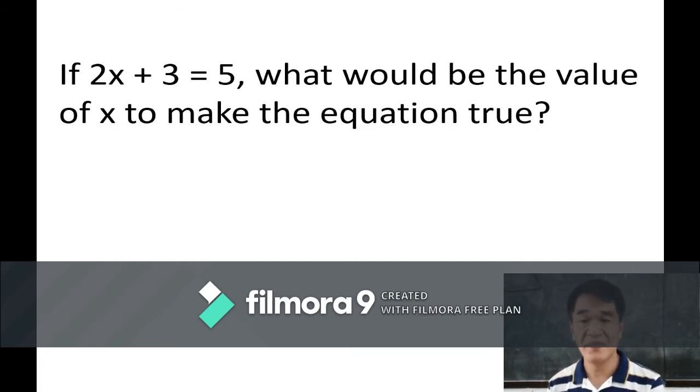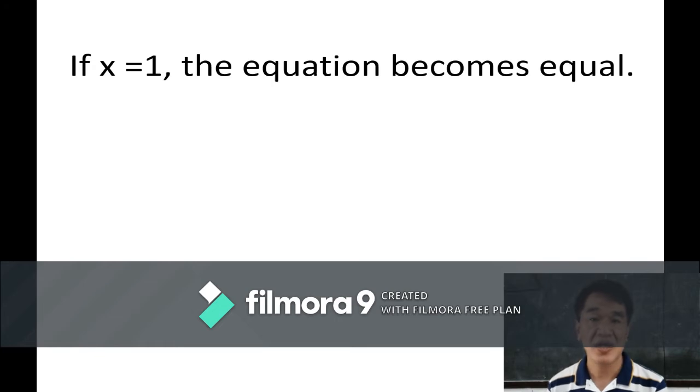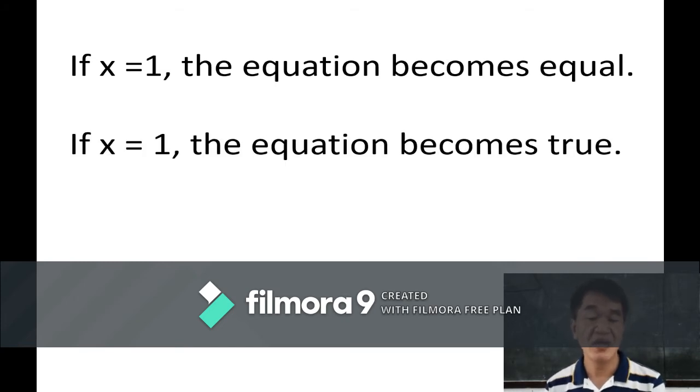Have you thought of the number? You can do that mentally. Okay, if your answer is 1, then you are correct. Now let's try to substitute 1 as x, which is 2 times 1 plus 3 equals 5. Obviously, 2 times 1 is 2, so you have 2 plus 3 equals 5. Therefore, you get 5 equals 5. In other words, if your x is 1, then the equation becomes equal. Or, you can simply say, if x equals 1, the equation becomes true.